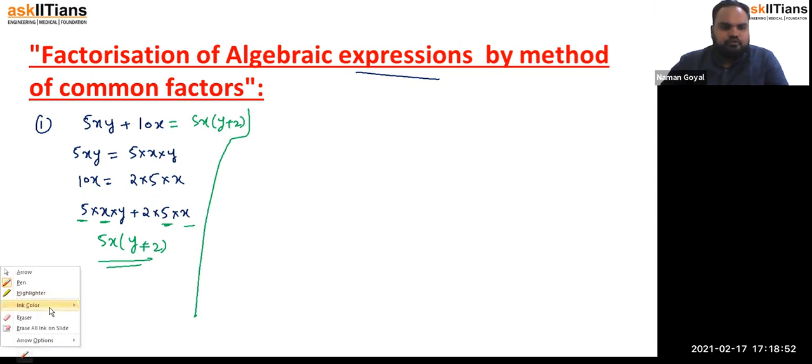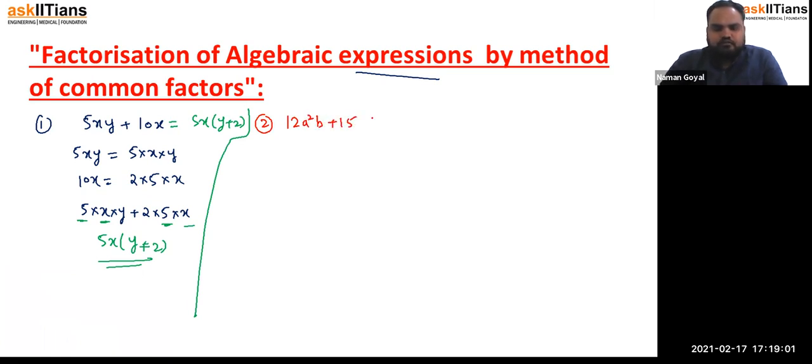So we are going to do some more questions. Second is 12a square b plus 15ab square. First of all, this is an algebraic expression which contains two terms. So we have to write down the separate factors of every term. First I am going to write 12a square b in factorized form. 12 by prime factorization is 2 into 2 into 3, and a square can be written as a into a into b.